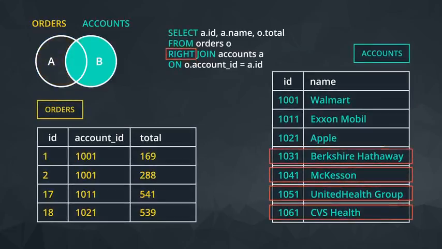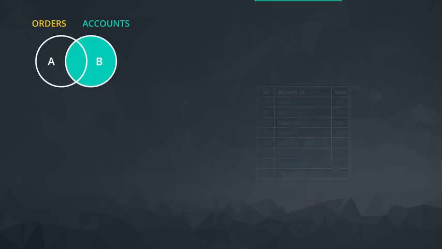There are 4 accounts without any orders, which means 4 rows of data that do not satisfy the condition of this join. Since it's a right join and not an inner join, these rows will be included at the bottom of the result set. They don't match with rows in the left table, so any columns from the left table will contain no data for these rows. We'll discuss more about what this means soon enough.